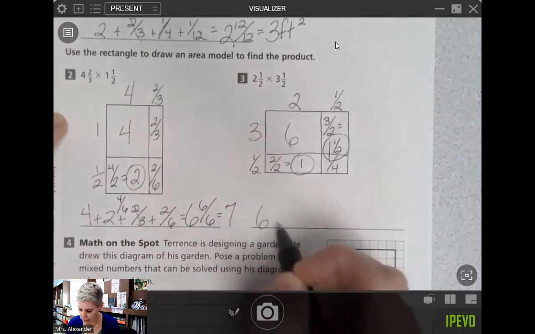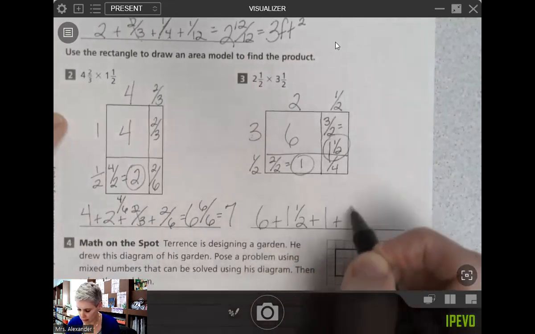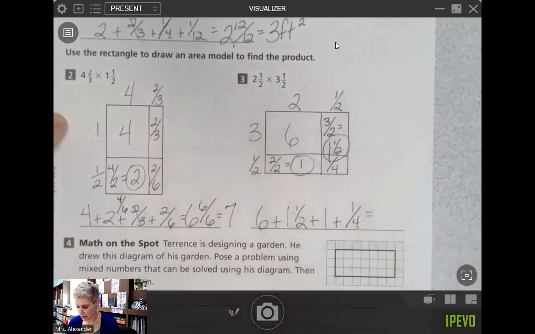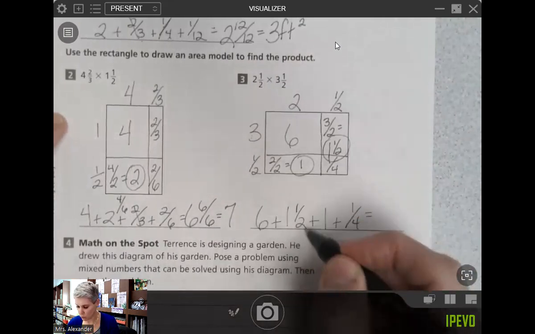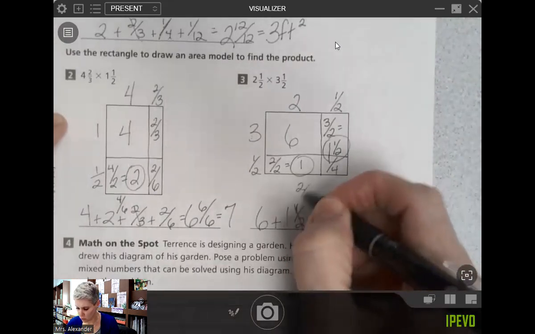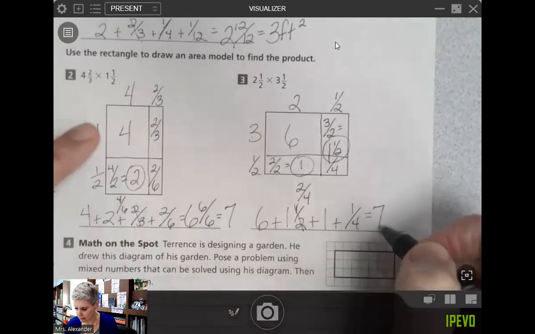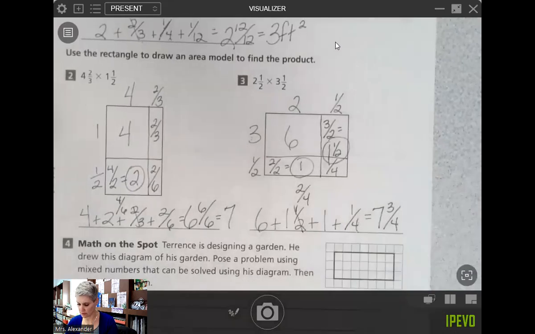So I have 6 plus 1 1/2 plus 1 plus 1/4. I'm going to adjust this 1 1/2 to match the fourths. That would be 2/4. 6 plus 1 is 7. 2/4 plus 1/4 is 3/4.